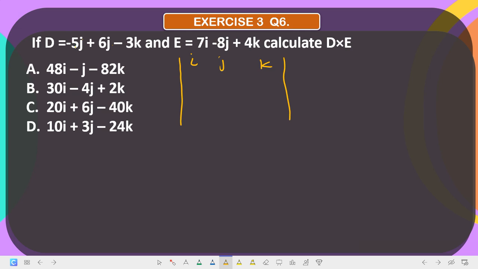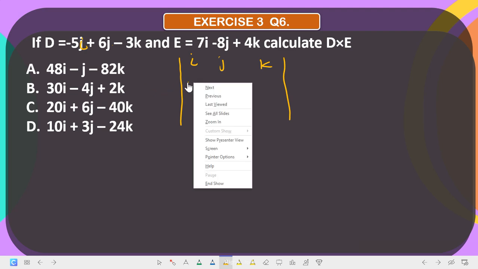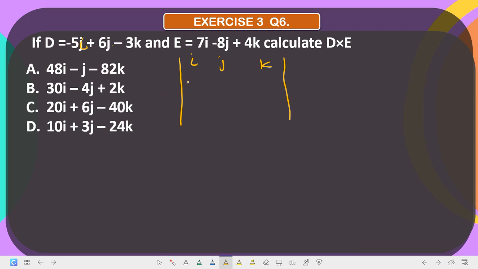You put what is there. So here is supposed to be I. Sorry for this mistake. So this becomes minus 5. And here is 6. And here is minus 3. Then here is 7, minus 8, and then 4. Say calculate D cross E.